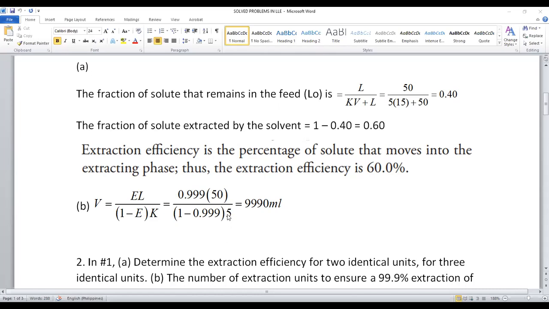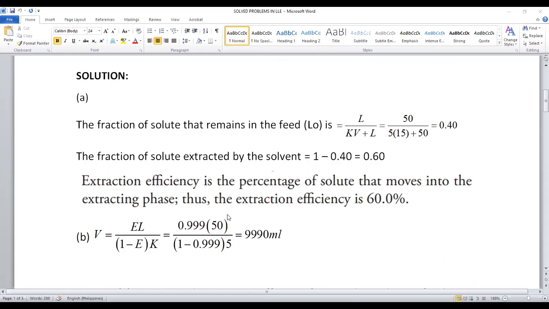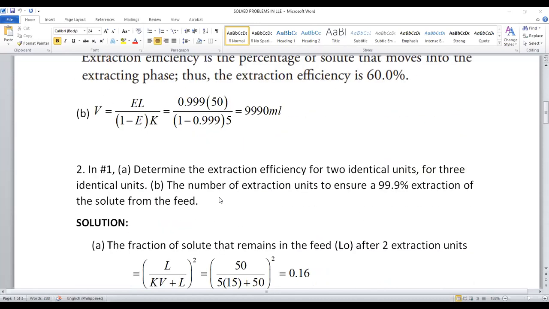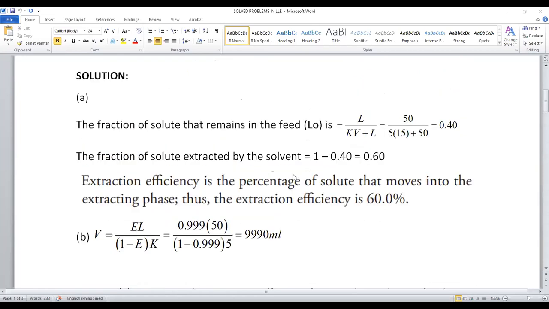Now, number 2. In number 1, so meaning I'm still using this particular data here. Determine the extraction efficiency this time for 2 identical units. What about for 3 identical units? What would be the corresponding extraction efficiency? Remember, class, this one that we solved here is just raised to 1. The L over KV plus L is understood to be raised to 1 because this is just for a single extraction system.